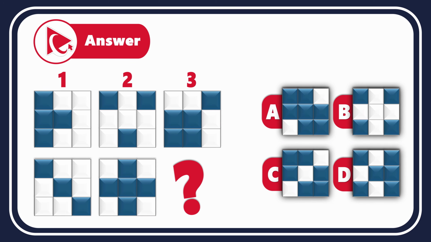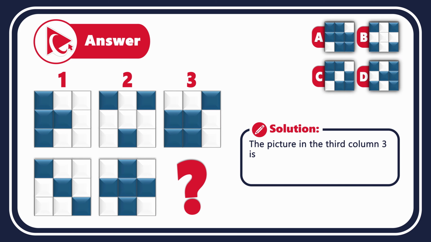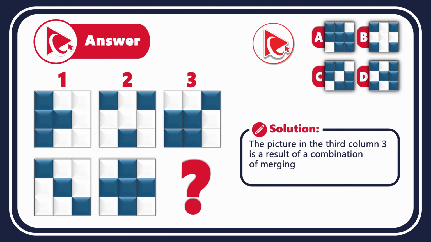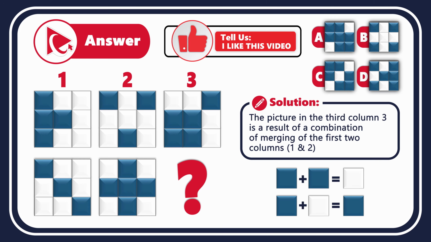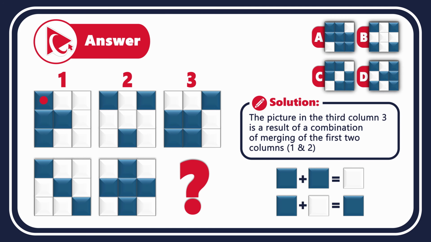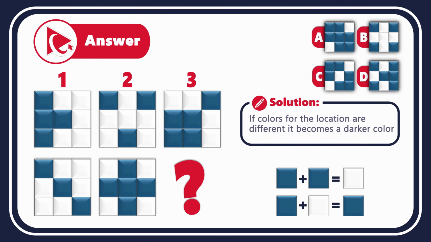What you probably already know by now is that the picture in the 3rd column, column 3, is a result of merging the first 2 columns, columns 1 and 2. There are 2 merging rules applied here. Let's start with the small square in the first row in the upper left corner. The small square is a darker color. In the 2nd column, the small square is also dark. So when we merge dark color and dark color, we end up with the white color. And the second merging rule is that if colors for the locations are different, it becomes a darker color.